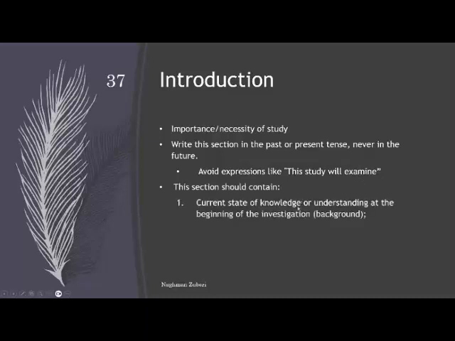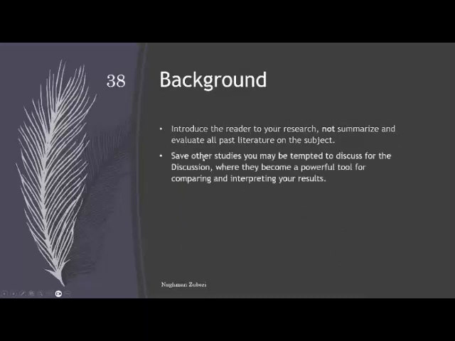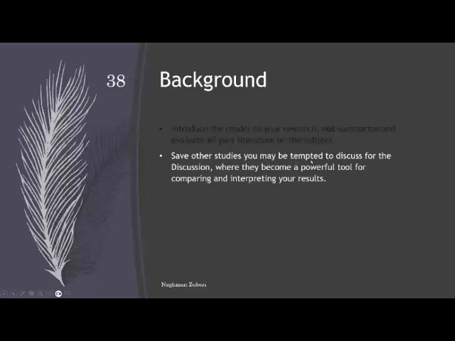This section should contain the current state of knowledge or understanding at the beginning of the investigation, giving the background. Then a statement of the purpose, hypothesis, and predictions. Introduce the reader to your research, not summarize and evaluate all the past literature on the subject. Save other studies you may be tempted to discuss for the discussion section, where they become a powerful tool for comparing and interpreting your results.